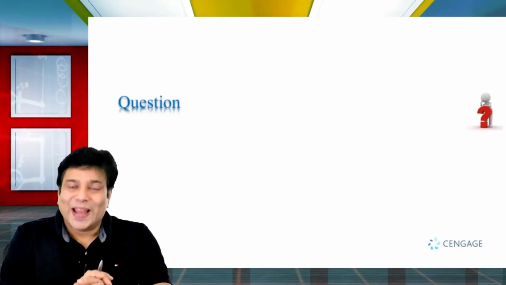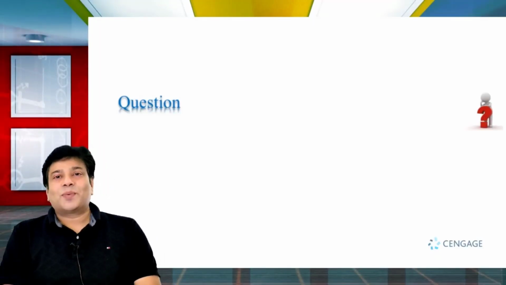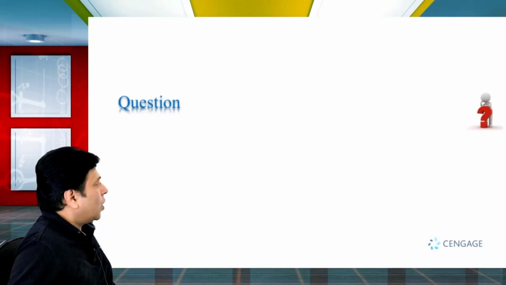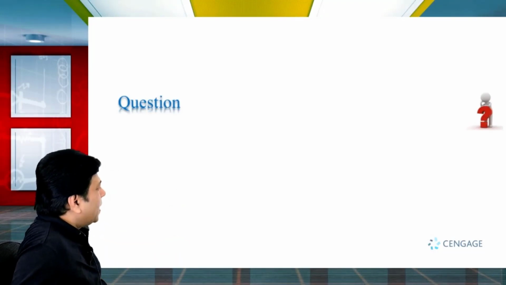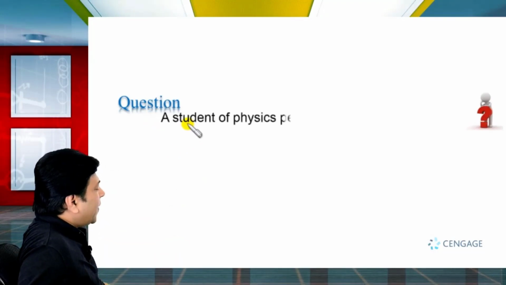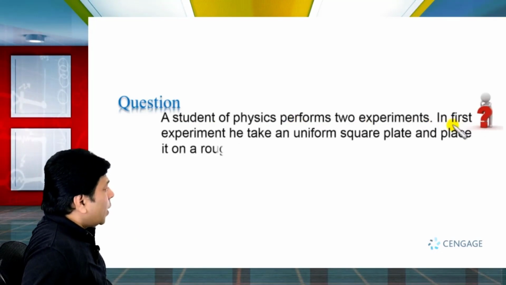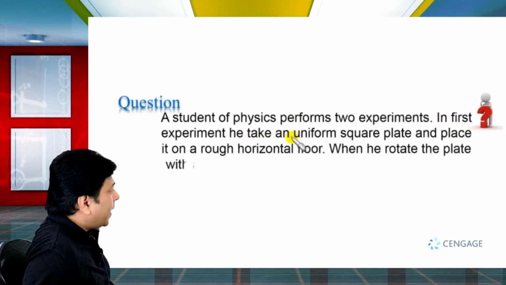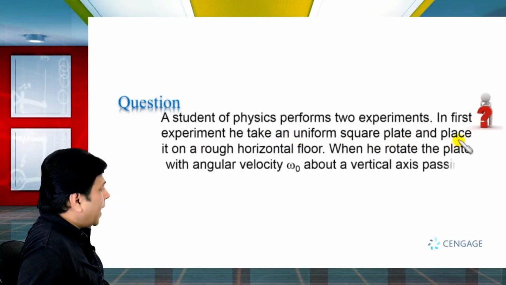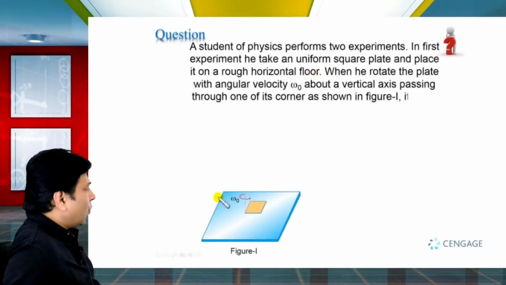Now let us move to the next problem, and the next problem is from rotational dynamics. We are going to discuss the concept of angular momentum and torque. In this problem, it is given that a student of physics performed two experiments. In the first experiment, he takes a uniform square plate and places it on the rough horizontal floor.